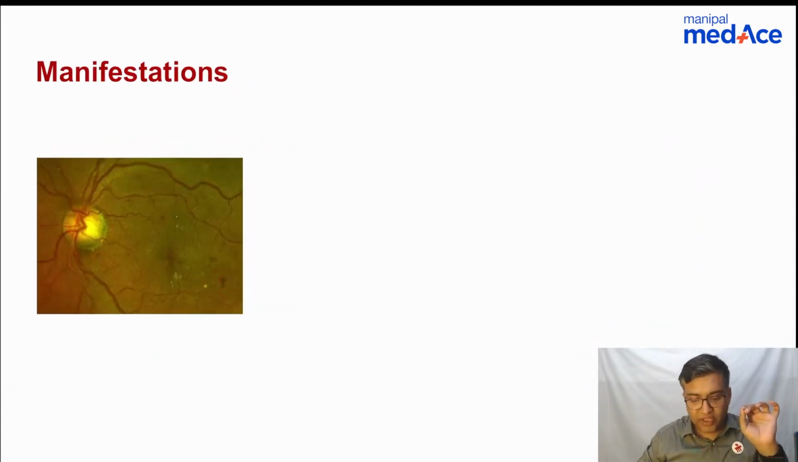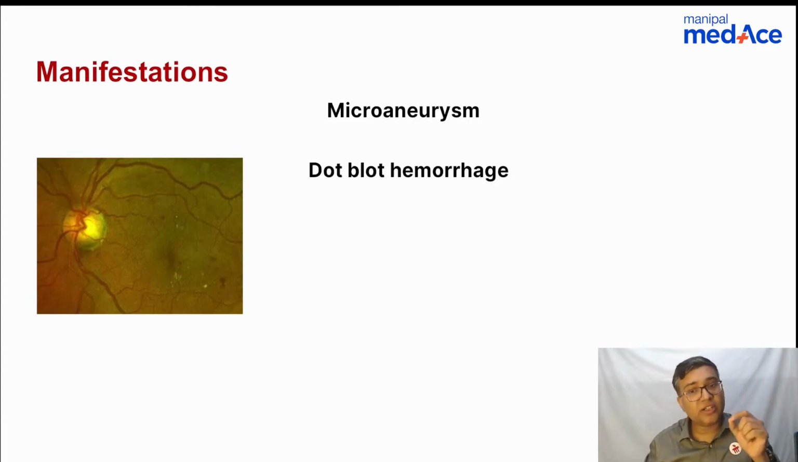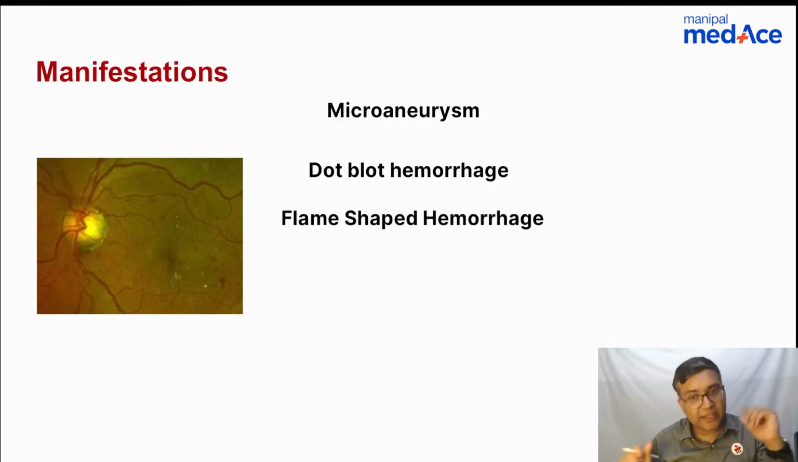Okay, so now we go to the various manifestations of diabetic retinopathy. First of all, the earliest manifestation is the microaneurysm, that is the outpouching of the capillaries. So that is called microaneurysms. After the microaneurysms, you can have hemorrhages in the inner retinal layers, which are called dot blot hemorrhages. And if the hemorrhages are in the superficial layer, we call them flame shaped hemorrhages.